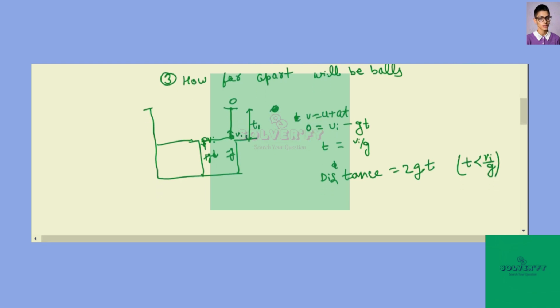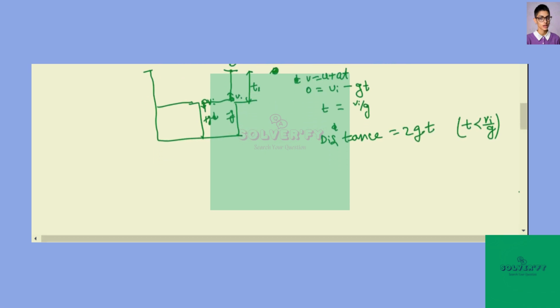Now for the second case, when both balls start falling downward, the acceleration becomes positive for both. So now the distance will be fixed, which will be 2g t critical, where t critical is the critical value.